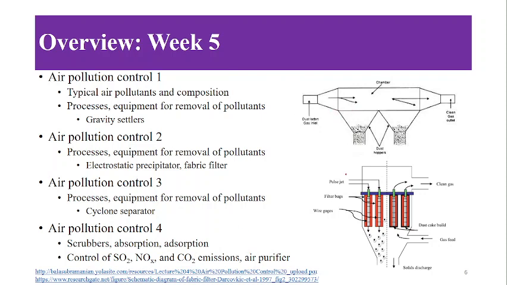This is the schematic for the gravity settler, and the different design aspects, such as the settling velocity of the particles, as well as what should be the length of the settler and the depth of the settler, were discussed. Then, for the equipments for removal of pollutants, we saw the electrostatic precipitators and fabric filters and their design aspects, followed by the design aspects discussed for the cyclone separator.